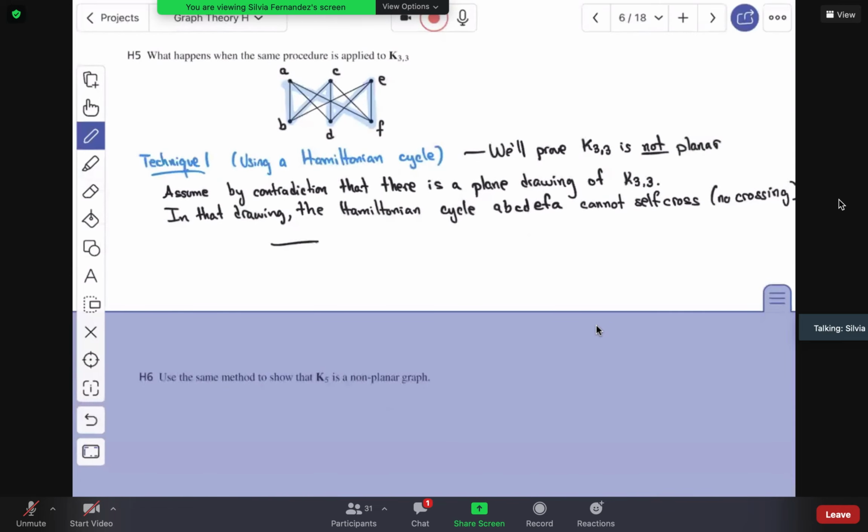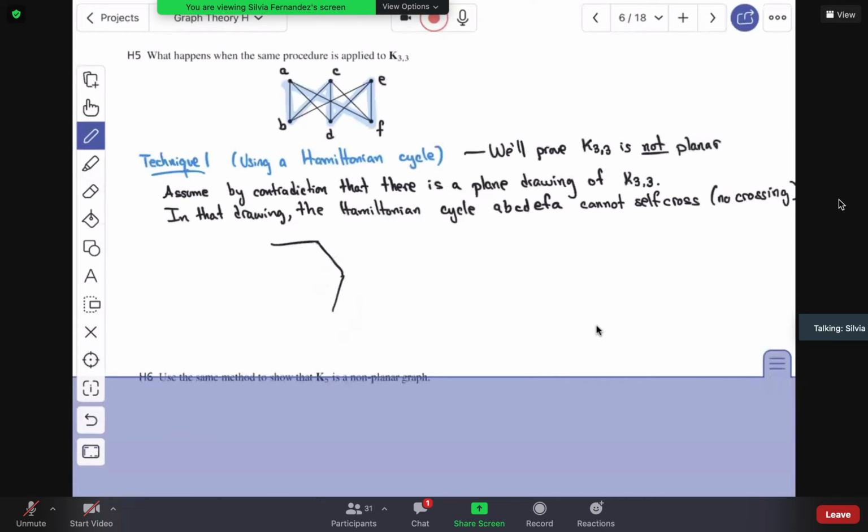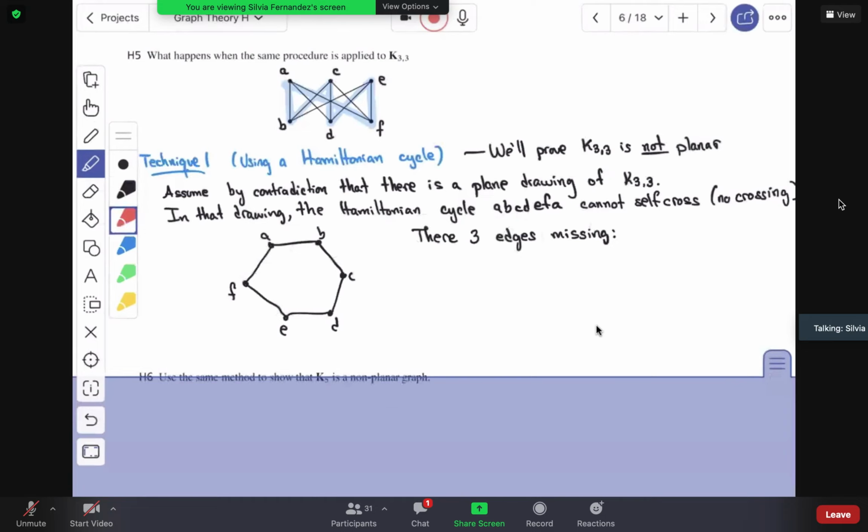So now I have here 6 vertices, so I'm just going to draw it as an almost regular hexagon: A, B, C, D, E, F. And then there are 3 more edges missing. Those I'm going to highlight in red here. I'm missing this one, this one, and this one. So those are the 3 edges that are missing.